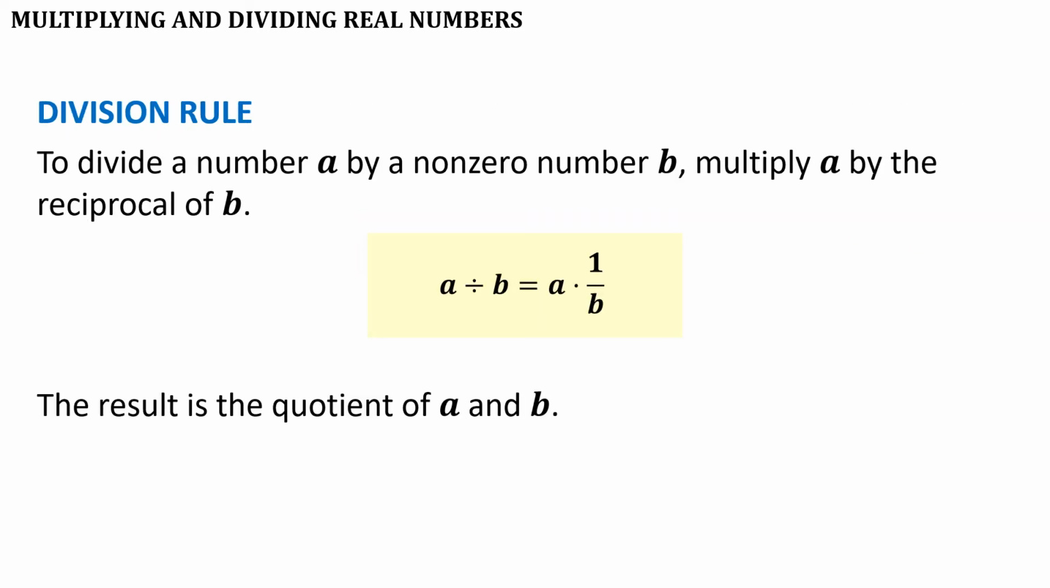So now let's go over our division rule. And our division rule says that when we divide a number a, and a can be any number, by a non-zero number b, and again b can be any number except 0, multiply a by the reciprocal of b is the same thing. That means that when we are dividing a and b, when b is not 0, it is the same as multiplying a with the reciprocal of b.